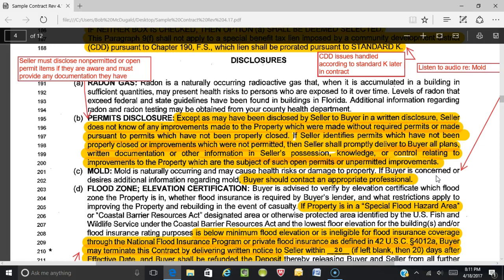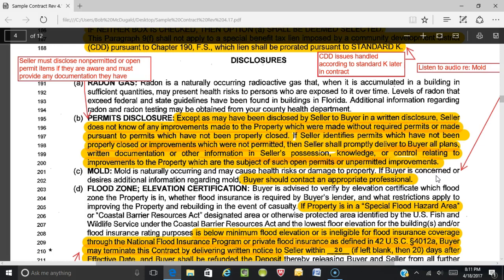What we suggest you do is that if you have a regular inspection, and you have a certain time period, let's say 10 days to do the regular home inspection of all sorts, that you give yourself at least an additional 5 days, so in this case 15, to have your mold inspection.